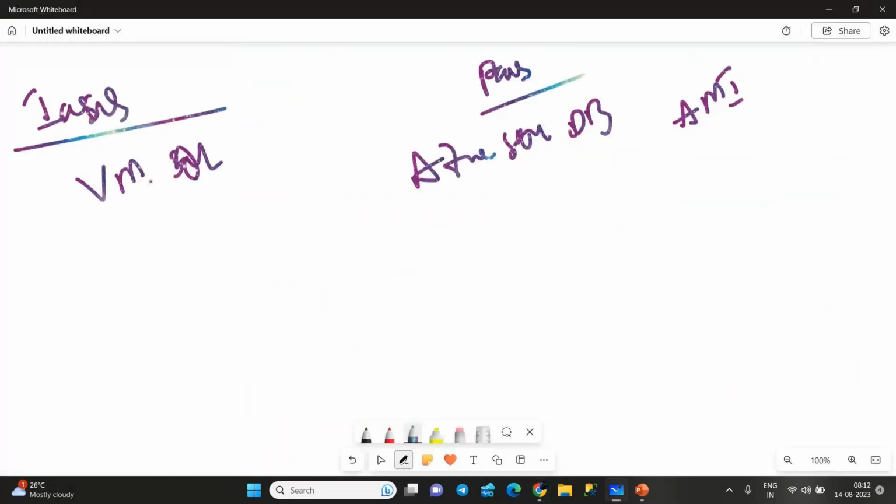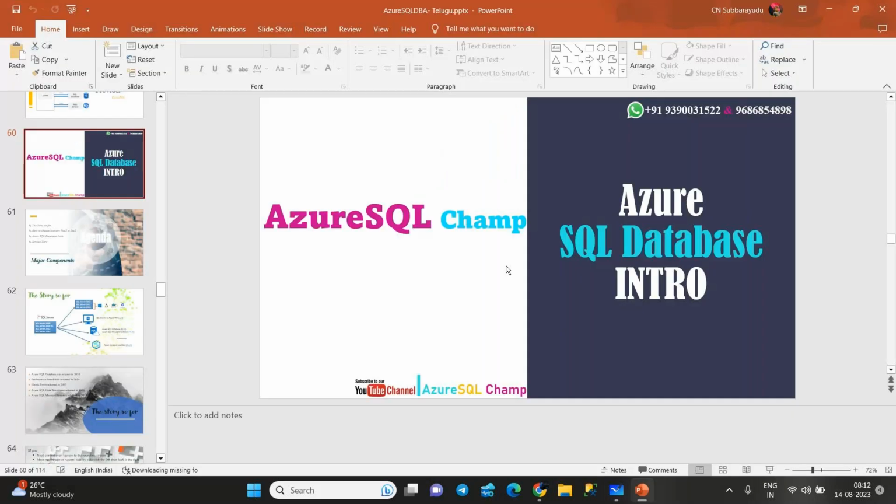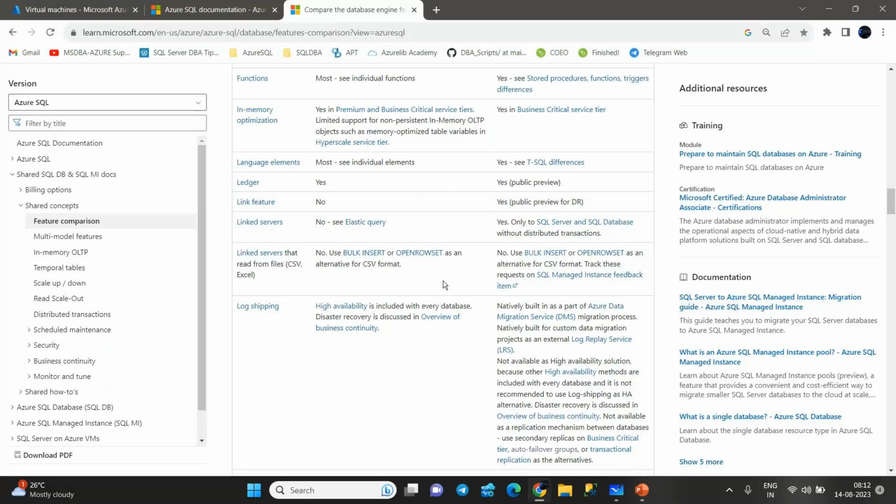Oh, okay, in on-premises we are using FILESTREAM. FILESTREAM is not compatible with Azure SQL database, and not compatible with MI. So at any cost we need to go for SQL on Azure VM, because FILESTREAM is not compatible. Then in-memory OLTP. For example, you are having the in-memory OLTP feature.